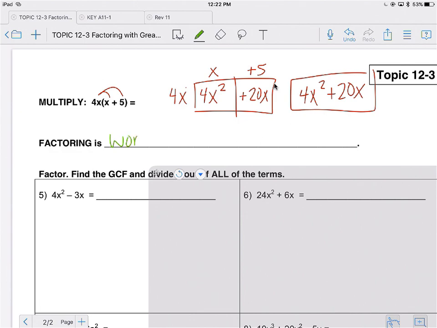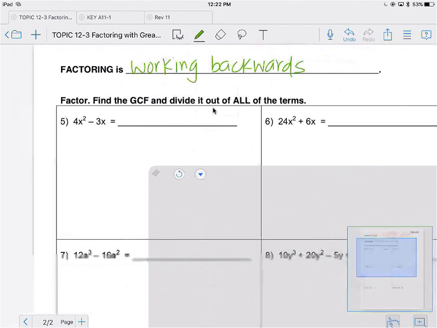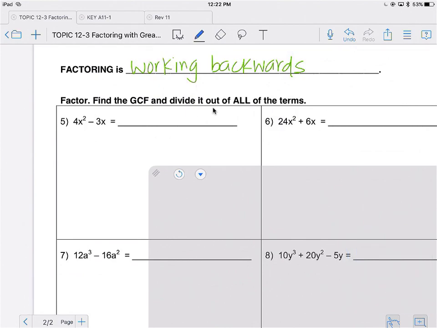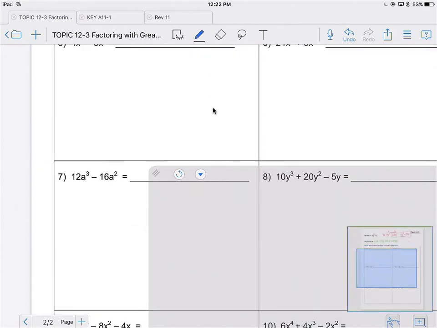Factoring is working backwards. So in a sense, it's dividing, but it's more than just dividing. It's basically undoing, okay? So in order to fill in this box, we multiplied. So we undo our multiplication to factor. Today, in order to factor, we're going to find our GCF, our greatest common factor, and then divide it out of all of these terms.